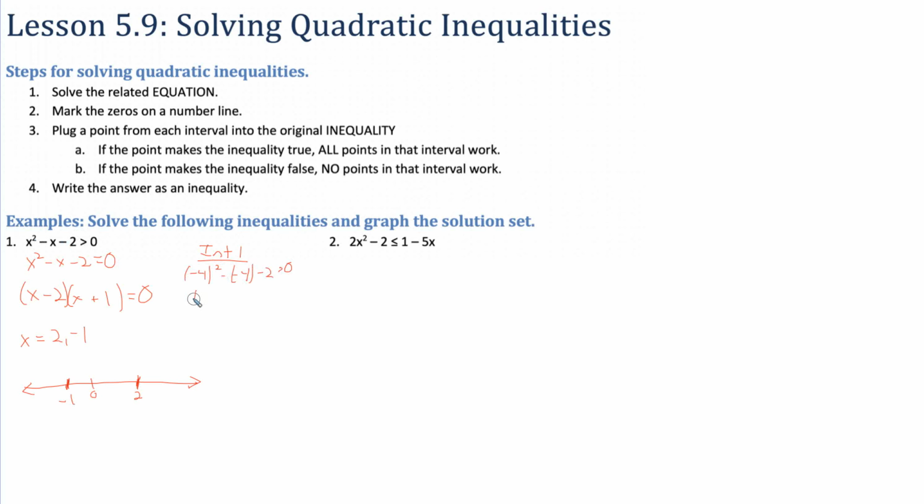Well, we have 16 plus 4 minus 2. We actually don't even need to solve it all the way, although we can. It's going to be 20 minus 2, which is 18. And we check, is 18 greater than 0? It is. That means everything in this interval works. Now, does negative 1 work? We come back to our sign. It does not have the or equal to. So everything down here works.